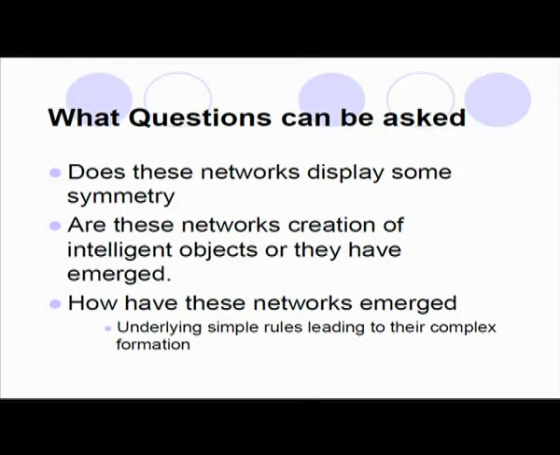The questions that we would like to ask in the rest of this course are: do these networks display some symmetry? Are these networks the creation of some intelligent objects, or have they emerged? Can there be some very simple principles, some stochastic guidelines, which tell you how this complex structure has emerged?